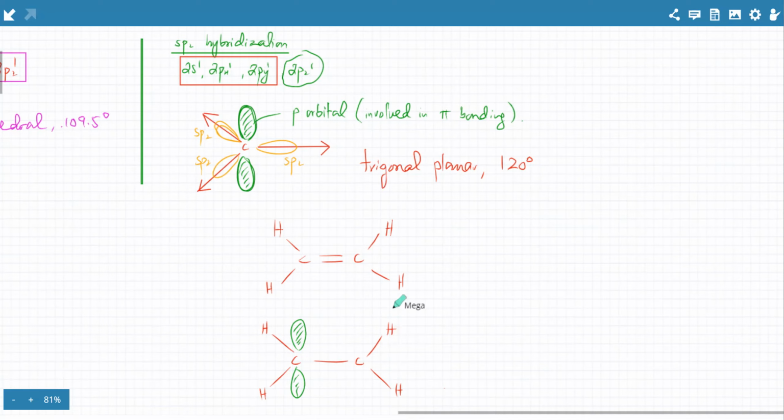Okay, so one went over here, one went over here, one went over here. The fourth electron, nothing happened to it in the beginning.